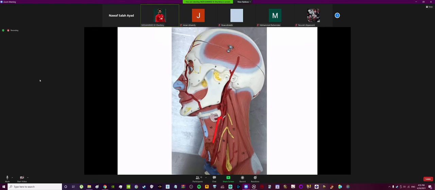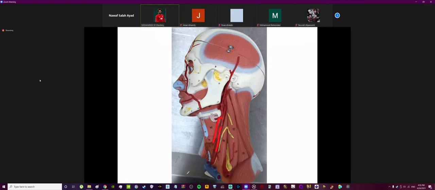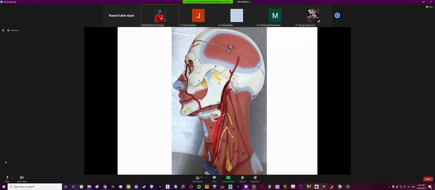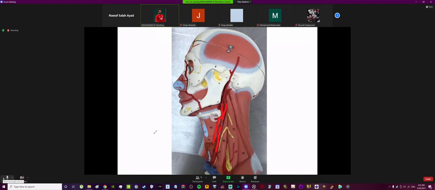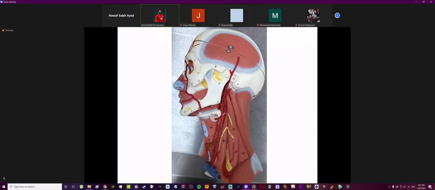Then, this is the common carotid. Then it divides into external, which gives branches, and this is the internal carotid. You got it? External will give branches. Internal carotid, no branches. External gives superior thyroid, and lingual, and facial, and superficial temporal, posterior auricular, and so on.